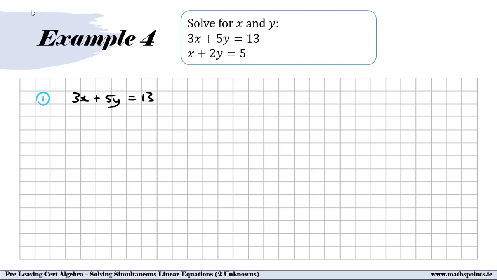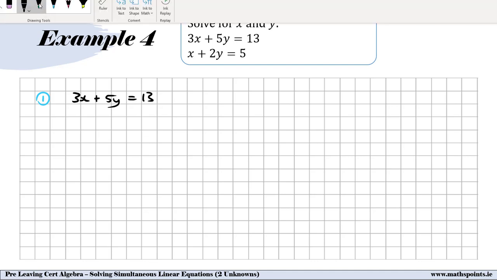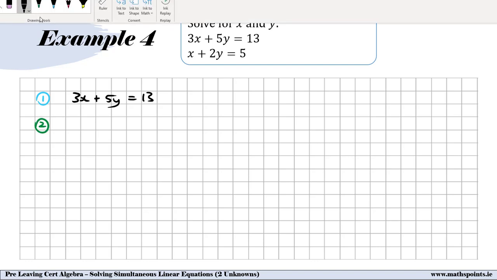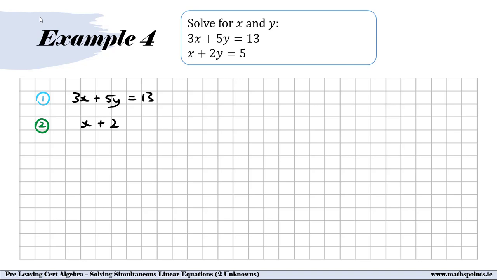So equation 1 is 3x plus 5y equals 13, and we have equation 2 we're going to write directly below it, which is x plus 2y equals 5. Now again, both equations are in the correct order, something x plus something y equals some number on the other side, but this time it's not going to be easy to eliminate the y's unless we were to multiply the bottom line by a decimal number or a fraction, and that's not something we're interested in doing.